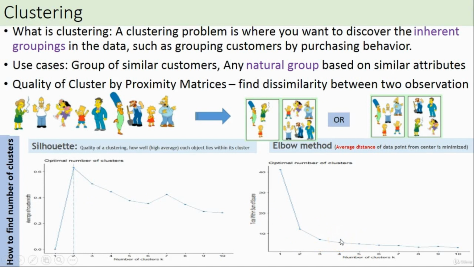But can we test one more? After 3, which is the next highest? It looks like 4. So here also it says 4. It means 3 and 4 both look quite okay. Then which one to choose? You can also use your business judgment. As per your business, think about how many natural groups of data you have. If you have 3, choose 3. If you have 4, choose 4, that's fine.